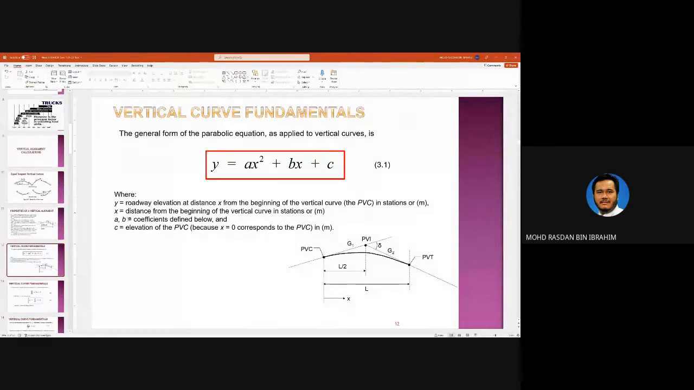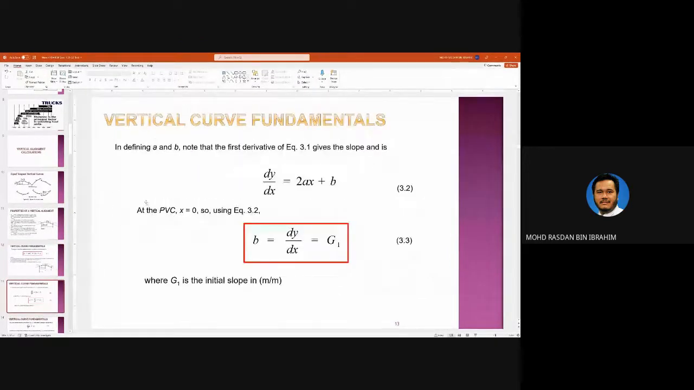A, B, C. Okay, we'll go to A and B afterwards. C is the elevation of PVC. Okay, here. This is C. So what is A and B? A and B, when you differentiate the parabolic equation, so y equals ax squared plus bx plus c, you differentiate that, it will become dy/dx equals 2ax plus b.